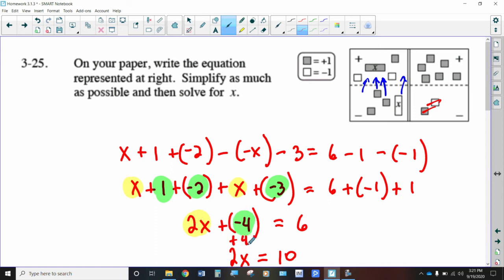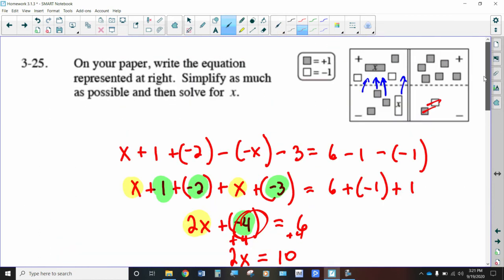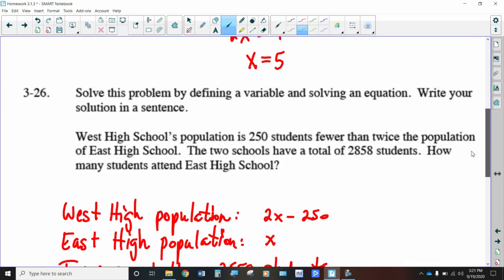Now let's go ahead and add 4 to each side to 0 this guy out, and that leaves you with 2x is equal to 10. Therefore, x has to be equal to 5. Once again, I'm going fast. You pause and you make corrections if you need to.